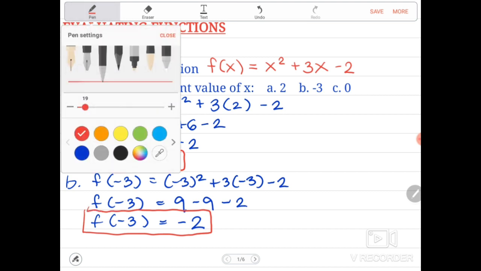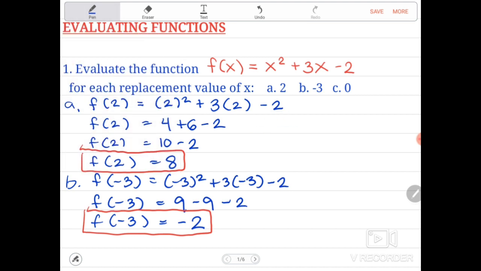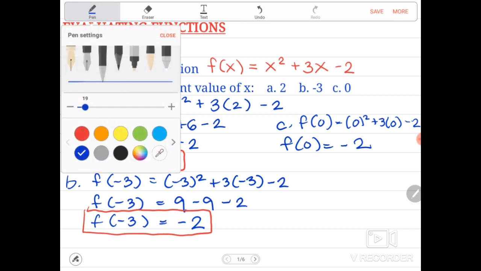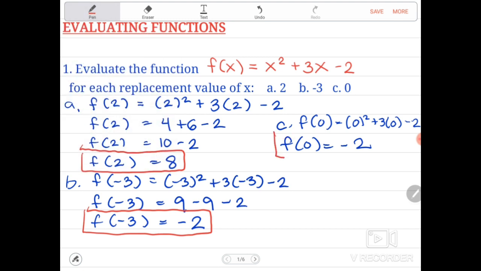Then last one, letter C, f of 0. So we have 0 squared plus 3 times 0 minus 2. So f of 0 is equal to negative 2. That will be the value of our function f of 0.